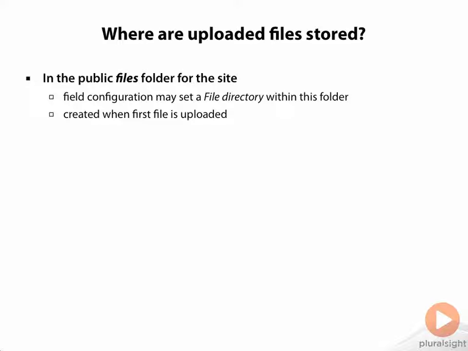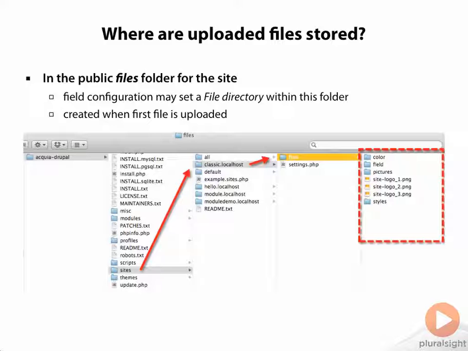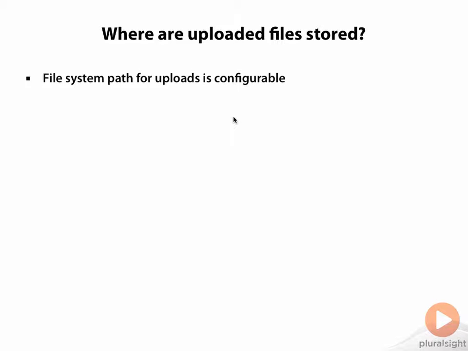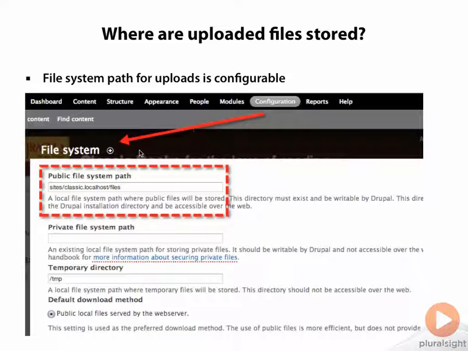The uploaded files are stored in the public files folder, which resides at site's name of your site, files. All file uploads will go in some subdirectory or directly within this folder. You could, as we saw, set a specific file directory to be created as a subdirectory in this folder, and that would be created the first time you uploaded a file. The file location itself is configurable. You can set an alternate public file folder if you wish.